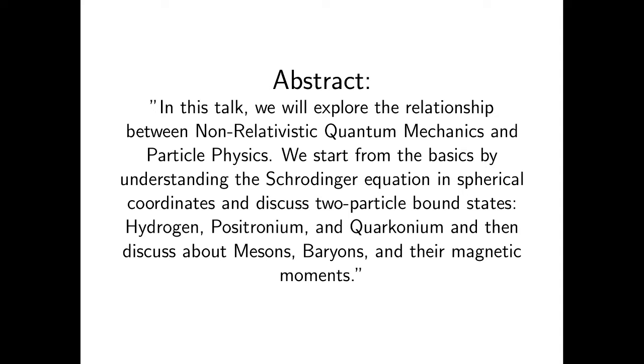We will also discuss two particle bound states, the hydrogen, positronium and quarkonium bound states. And we'll finally end the talk talking a little bit about mesons, baryons, and their magnetic moments. So, Gavin Paul will be talking first about Schrodinger equation in spherical coordinates. I'd like to hand the floor over to Gavin Paul.